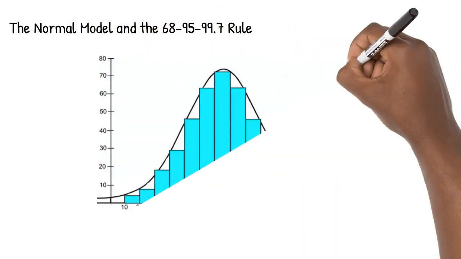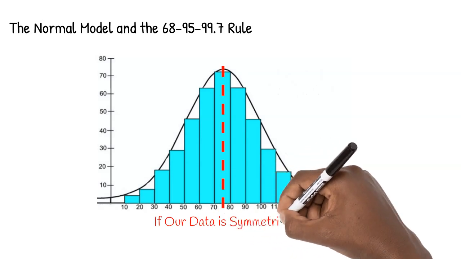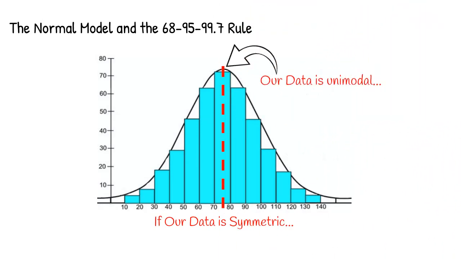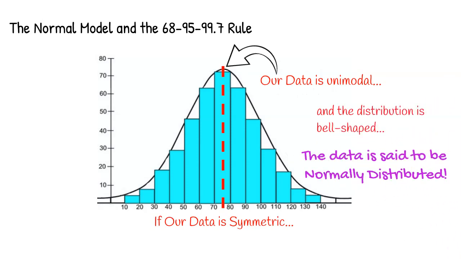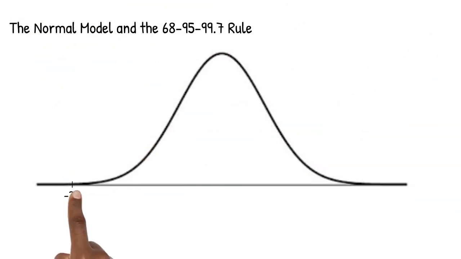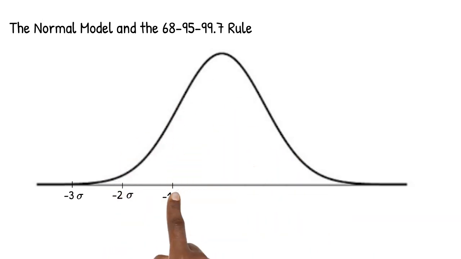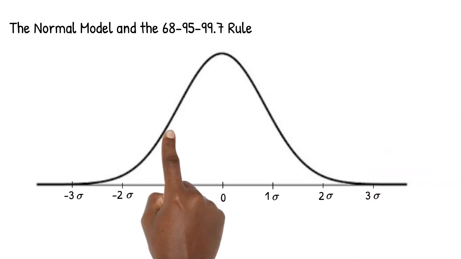Let's say we make a histogram using given data. If our data is symmetric, unimodal, and the distribution is bell-shaped, the data is said to be normally distributed. For normally distributed data, we use a model called the normal model to determine the portion of values that lie within specific ranges. With normally distributed data, most of our values will lie between 3 standard deviations below the mean and 3 standard deviations above the mean.